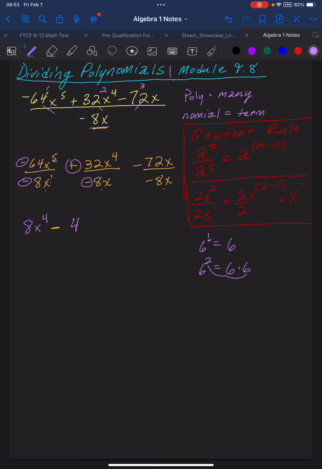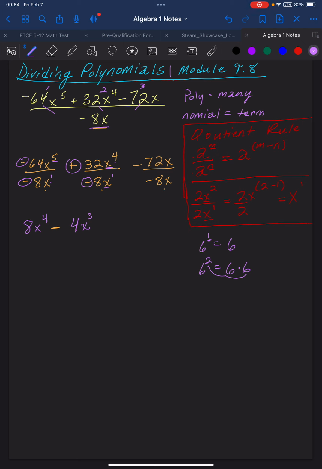Now, remember, we subtract our exponents if the variables are the same. Well, they are. So I'm going to have 4 minus 1. 4 minus 1 is 3. So I'm going to end up with x raised to the power of 3.